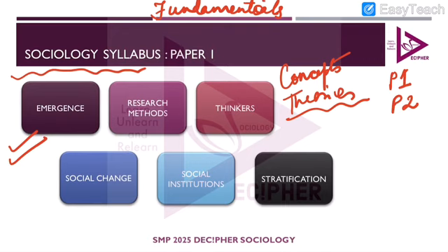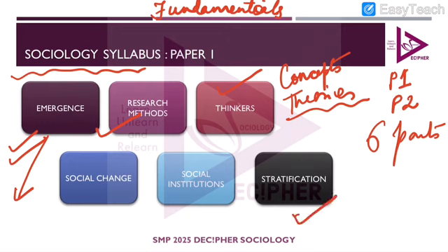So, when we divide paper 1, we can divide it into 6 parts. Part 1 deals with the emergence of sociology and social changes. The second part deals with the research methods, because of course sociology is a research discipline. The third part deals with the sociologists or thinkers. Then we have stratification. This must be new to you. Don't worry, we will help you understand what this is about.